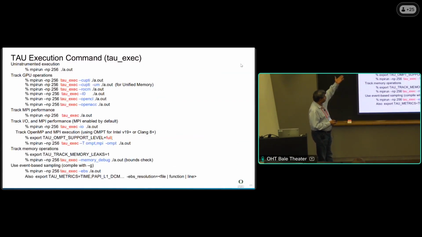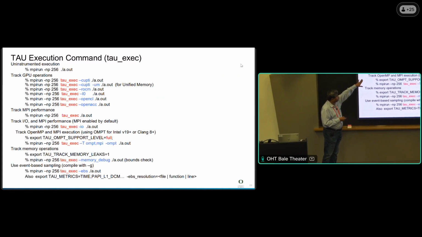If you are using GPUs, we have support for CUDA, Level Zero for Intel GPUs, OpenCL, OpenACC, and ROCm for AMD GPUs. You can look at the I/O in your application by saying tau_exec -io, enable the OpenMP tools interface with -ompt. You can even run the memory debug for bounds checking.